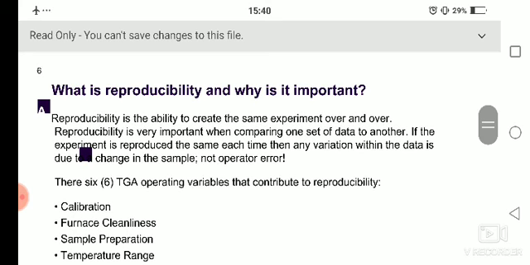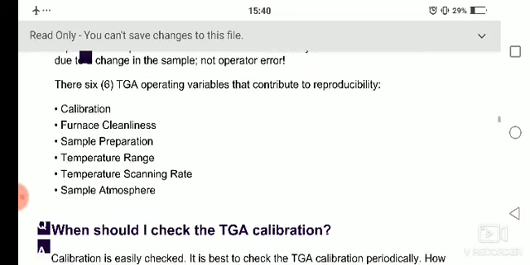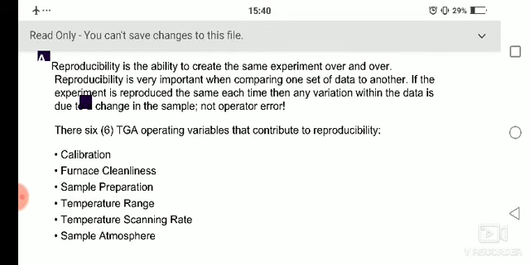What is reproducibility and why is it important? Reproducibility is the ability to run the same experiment over and over. It is very important when comparing one set of data to another. If an experiment is reproduced the same each time, then any other variation within the data is due to the change in the sample. The 6 TGA operating variables are calibration, furnace cleanliness, sample preparation, temperature range, temperature scanning rate, and sample atmosphere.